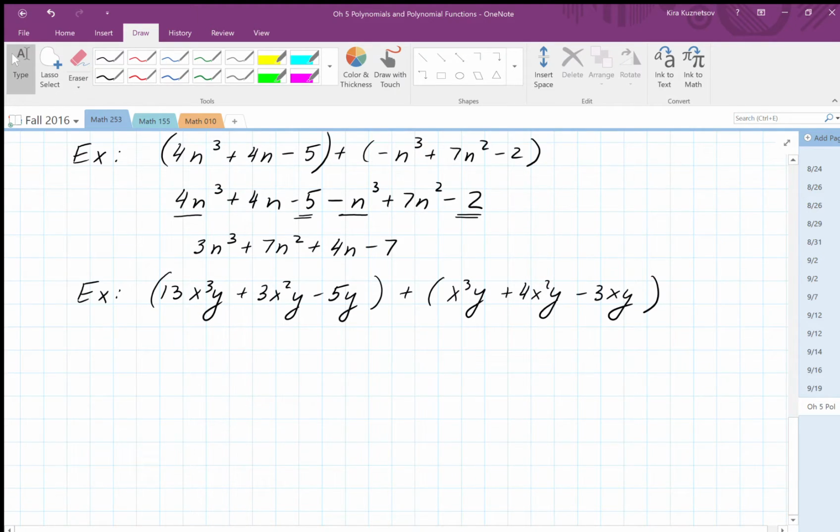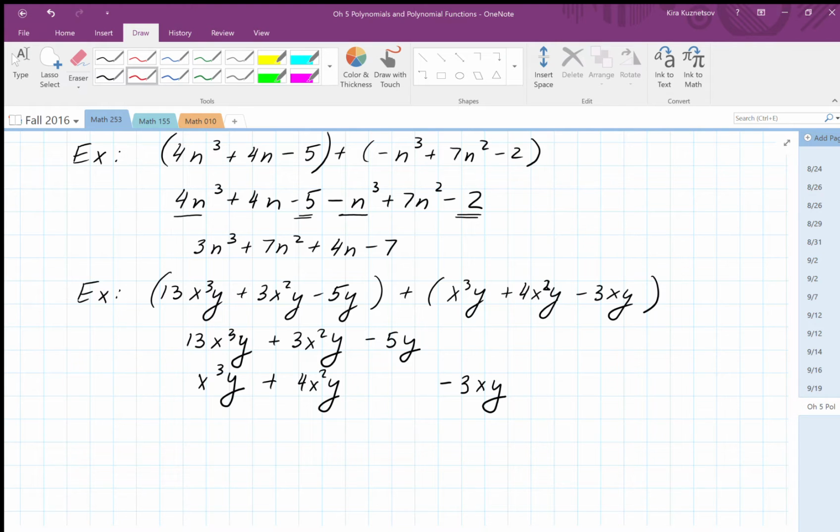Sometimes what people find convenient is to do a vertical addition. So if you have your 13x cubed y, and then you notice that there's another one of this here, you'll write it right underneath. My next term is 3x squared y. I have my 4x squared y here to match. On top here I have a negative 5y on the bottom. On the other side I have a negative 3xy, so maybe I'll leave some space and write it over here.